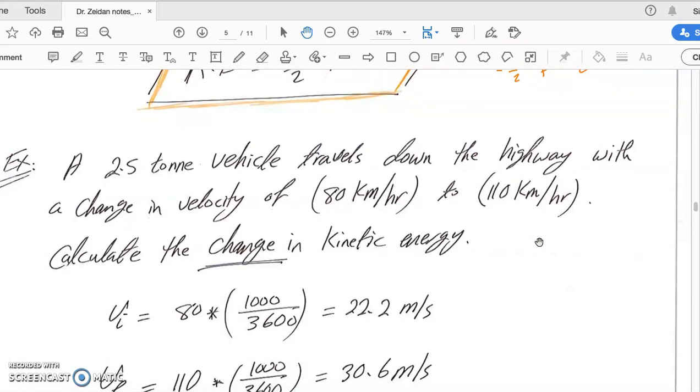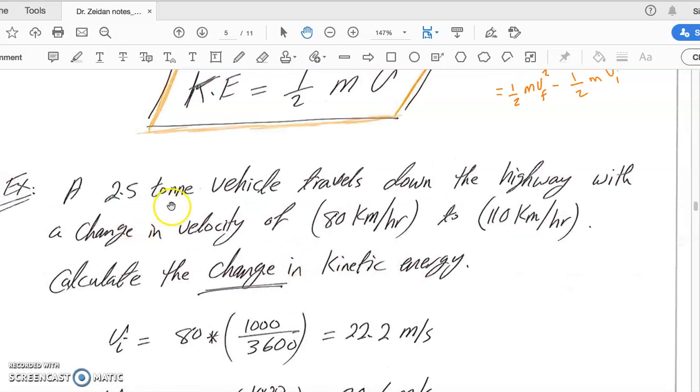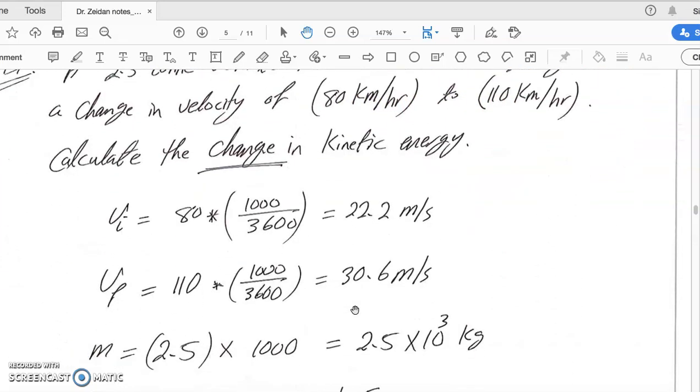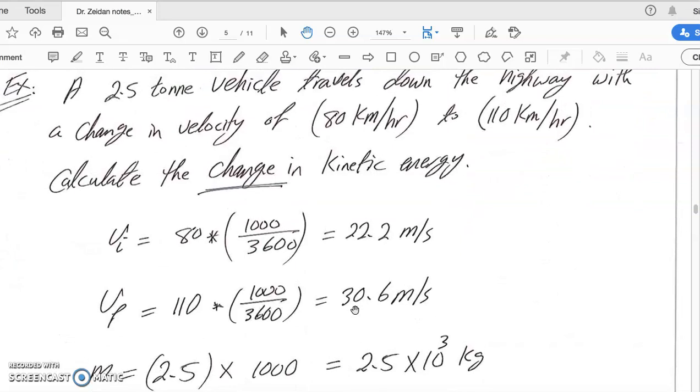Let's come to some examples here. It says a 2.5 ton vehicle travels down the highway with a change in velocity from 80 km per hour to 110 km per hour. Calculate the change in the kinetic energy, which we just mentioned here. Since it's the same object, it's half m, v final square minus v initial square. Where v final is 110 and v initial is 80, but we have to pay attention to the units here.